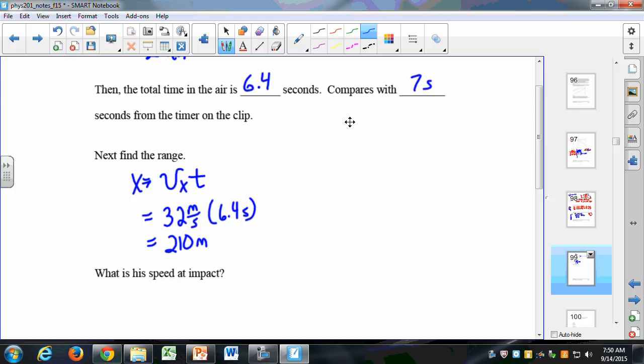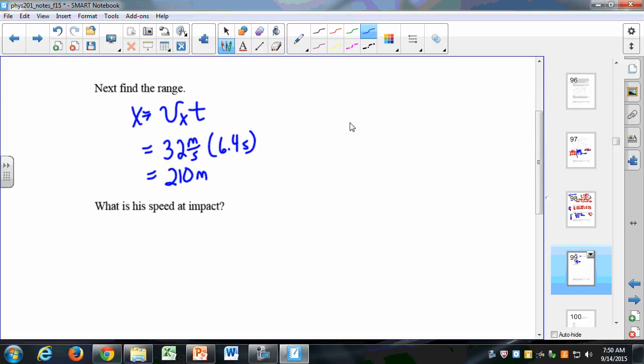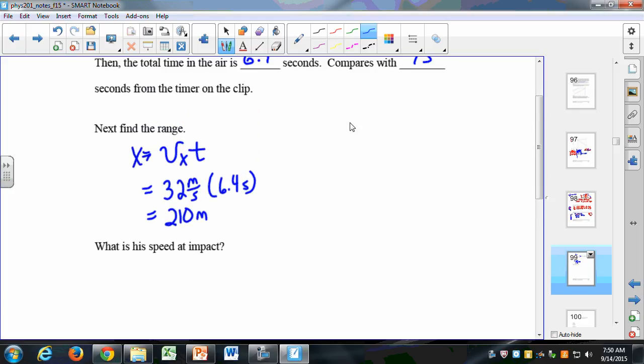200 meters, about 2 football fields. You think he went about that far? No, you don't think so. Not sure. Okay. Well, I also want to find, well, let's not just find his range, his horizontal range. Let's also find his vertical range.